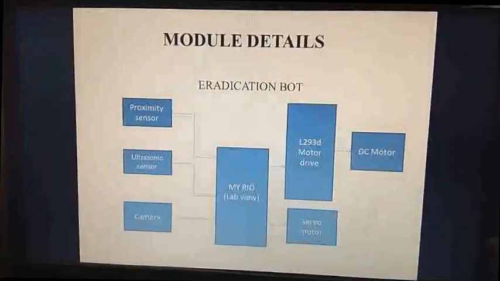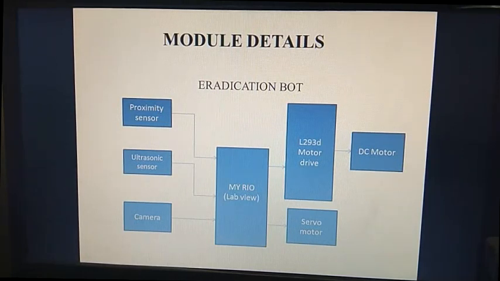Next, this is our module design. The sensors and cameras are interfaced with the Niy. The proximity sensor is used to detect obstacles, and the ultrasonic sensor is used to detect the distance to the obstacles. The camera is used to sense the object and compare it with the image already stored in the database. This can be done through image processing.